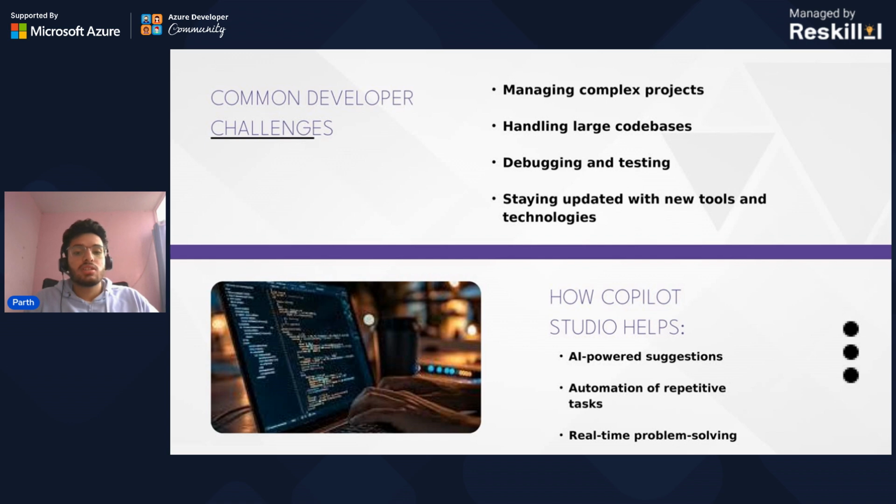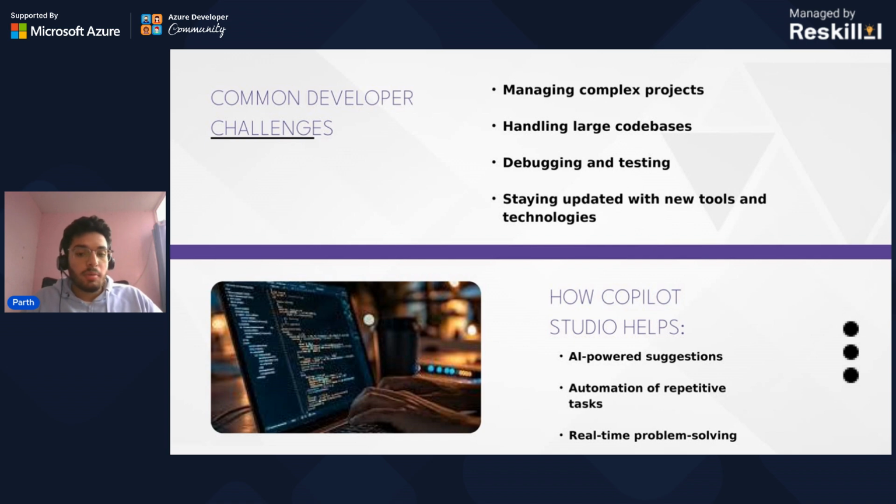First of all, we have AI-powered suggestions. Obviously, Copilot Studio has GitHub Copilot, so it is probably the best generative AI model for coding. And so it helps in AI-powered suggestions, pre-filling code lines, inlines, and even it can build your templated code. So yeah, that's how AI-powered suggestions work in Copilot Studio.